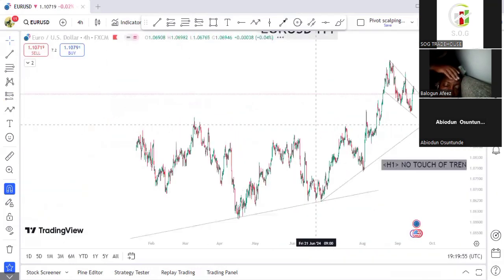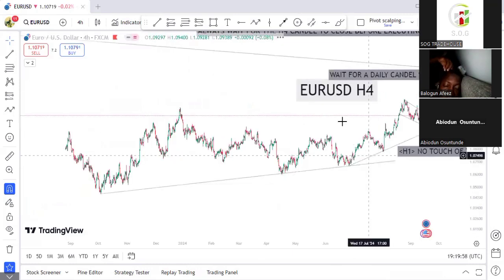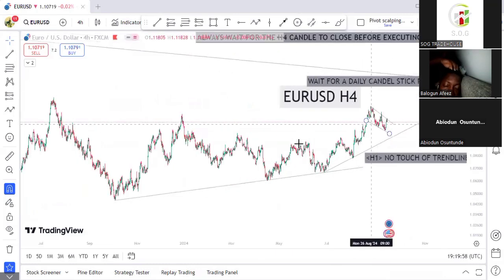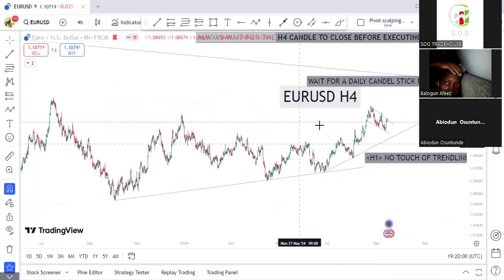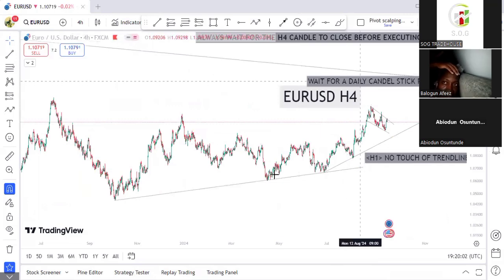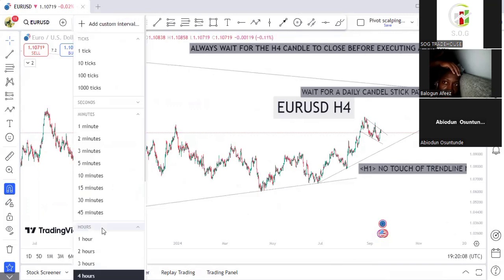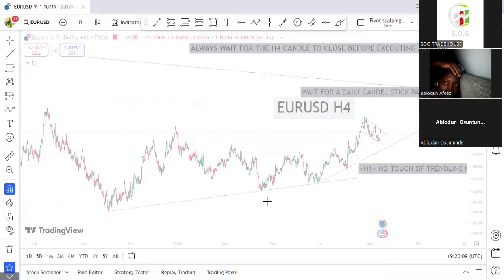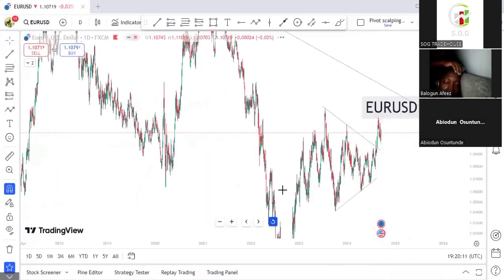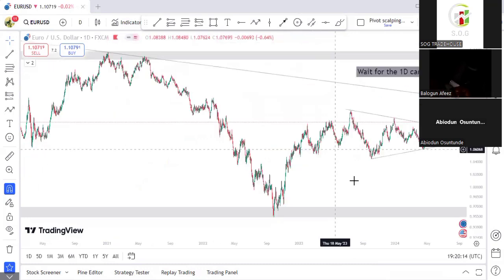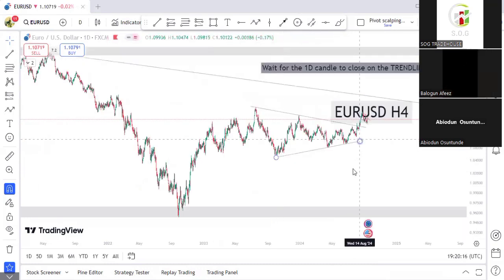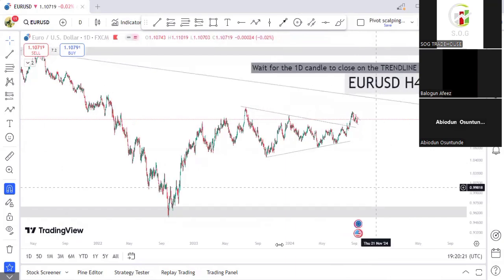So on Euro USD, I don't want to delete my markup on the chart because of all these write-ups I have on my chart. So I'll just explain the analysis I have on the charts. So on Euro USD, you can see Euro USD is bullish from the daily. This is the daily time frame on Euro USD.